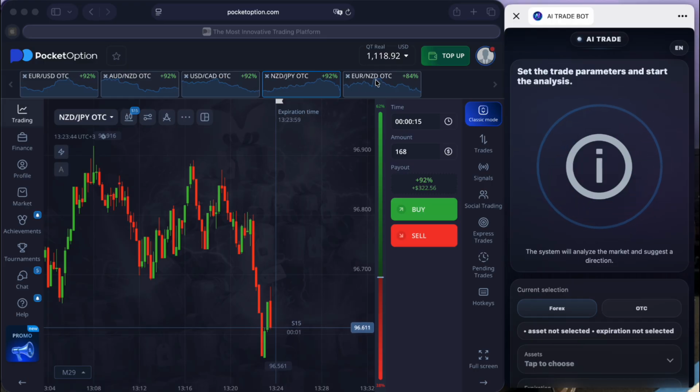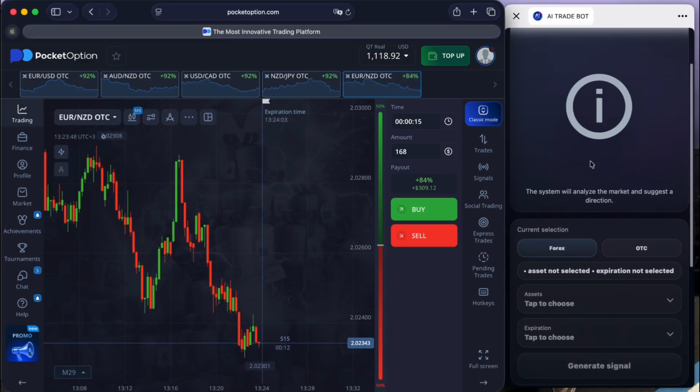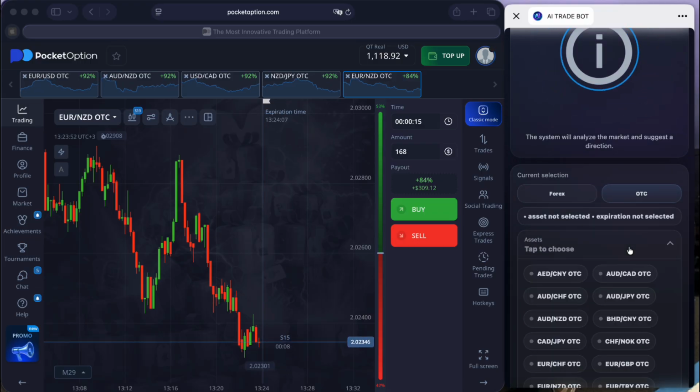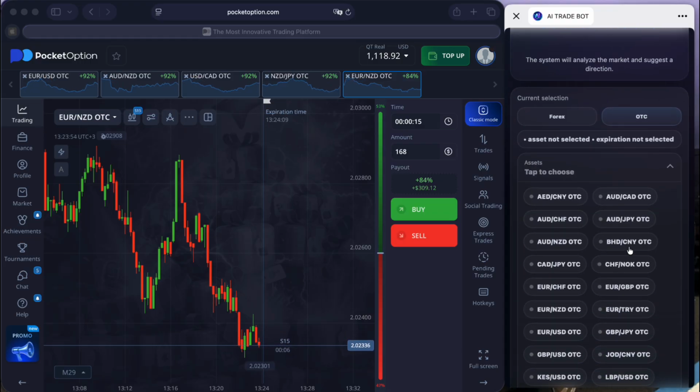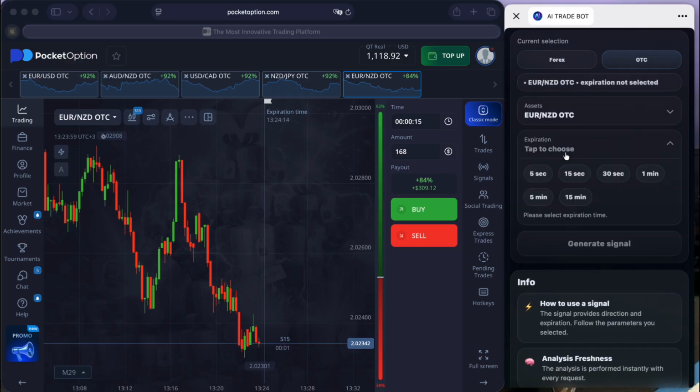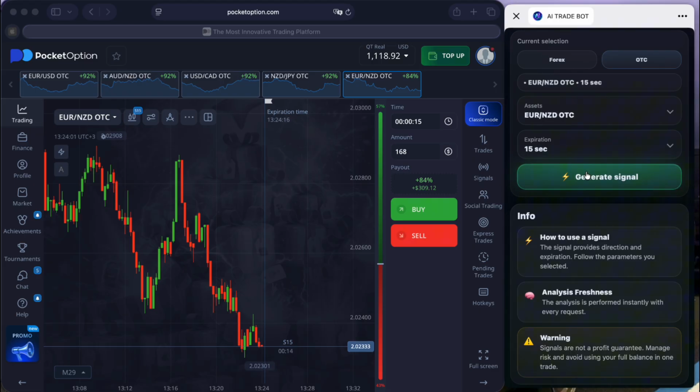Zealand dollar. We see that the yield on this asset has dropped to 84%. There's nothing wrong with that. We'll add about the same $150 to our deposit. So I'm boldly hammering a new currency pair into my instrument. I also don't forget to set the expiration time to 15 seconds.